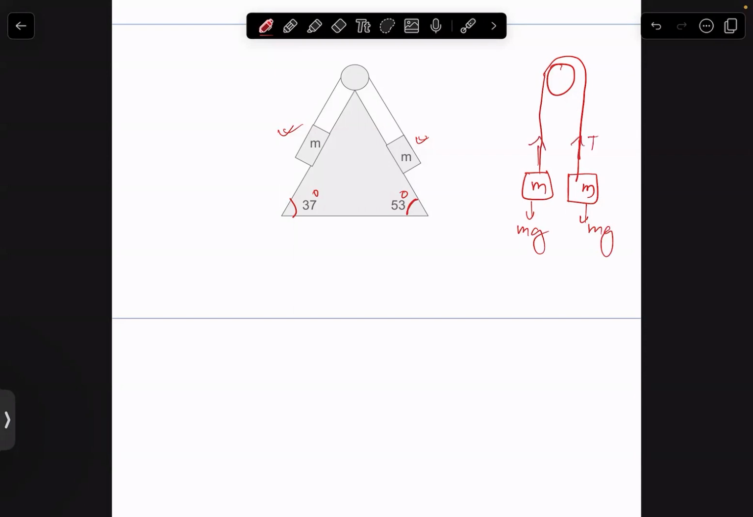Here, from the equation from free body diagram 1, you'll get T equal to mg, and from free body diagram 2 also T equal to mg. So in both places the tension is balancing the weight of the block, so it will remain in equilibrium. You can imagine a balance.